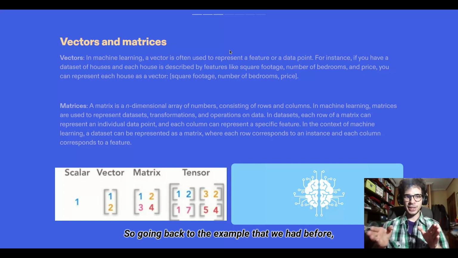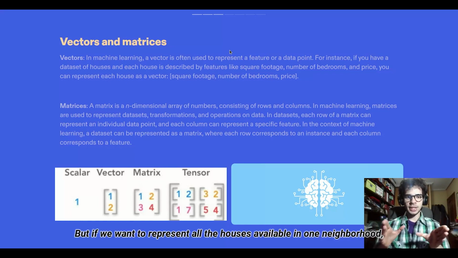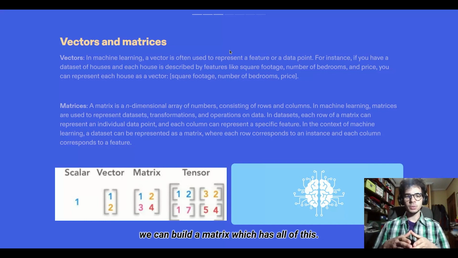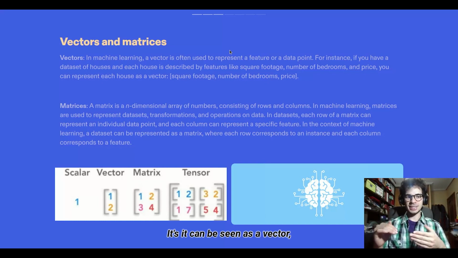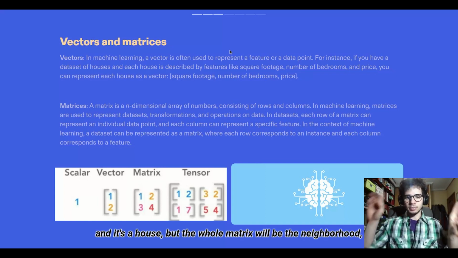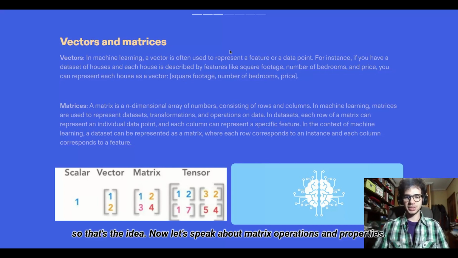So going back to the example that we had before, if we have a list of houses, each house will be a vector. But if we want to represent all the houses available in one neighborhood, we can build a matrix which has all of this. Each row of the matrix can be seen as a vector, and it's a house, but the whole matrix will be the neighborhood, the block of apartments, and so on. That's the idea.